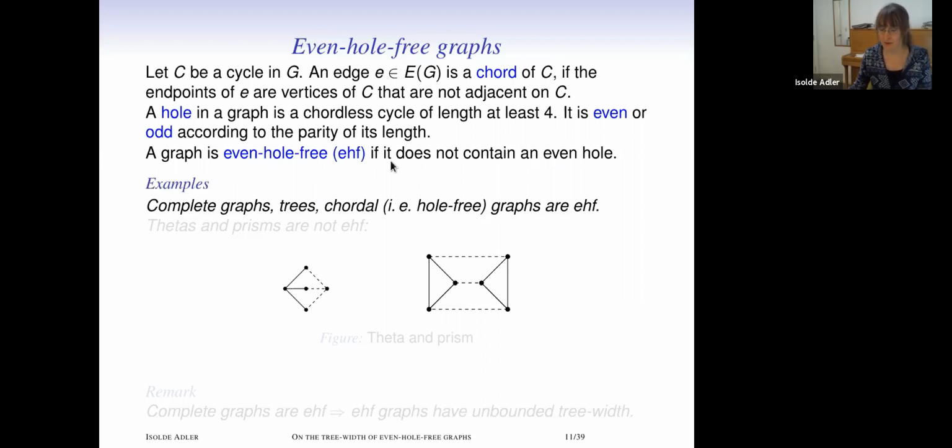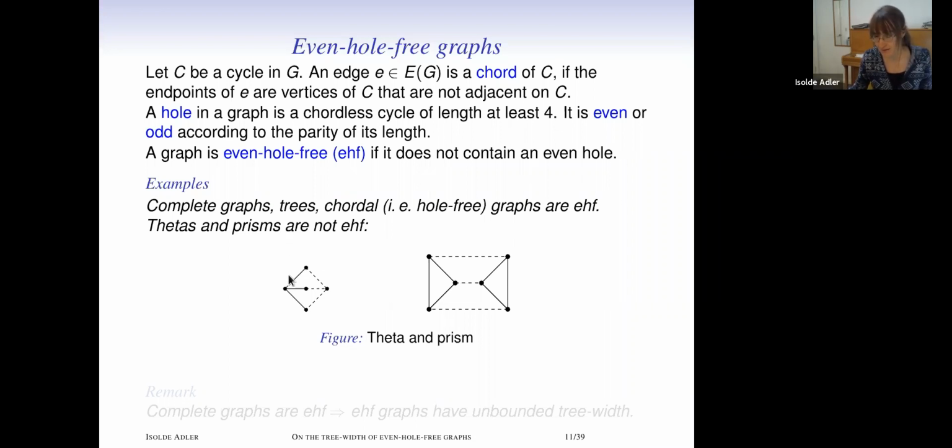So examples include complete graphs. They don't contain any holes. Trees, similar. Chordal graphs, which are defined as hole free graphs. So they're all even hole free. And then here are some perhaps relevant graphs that are not even hole free. So graphs that do contain even holes.